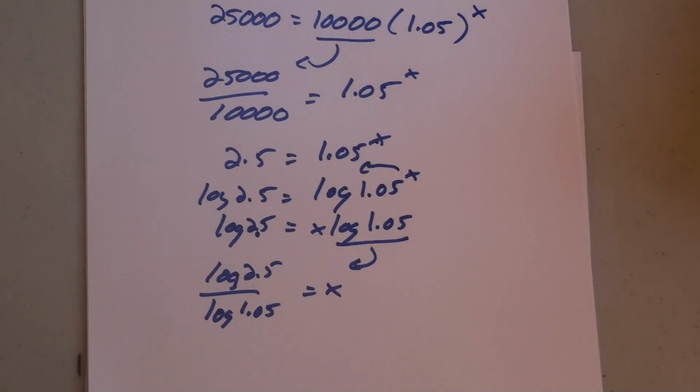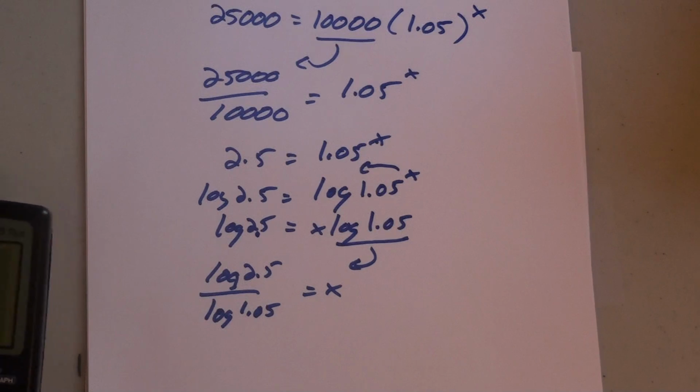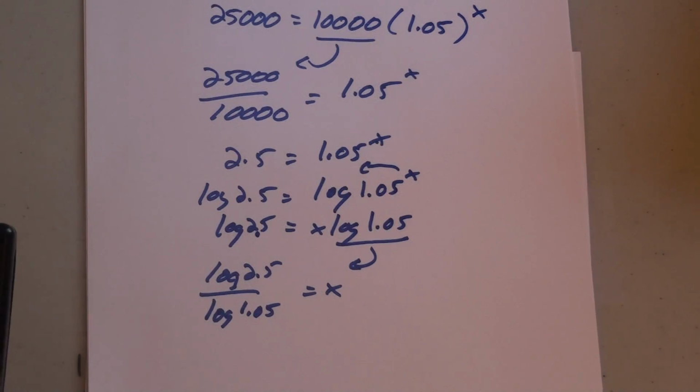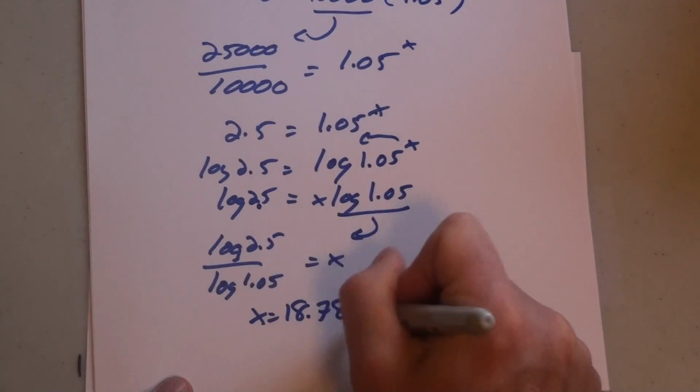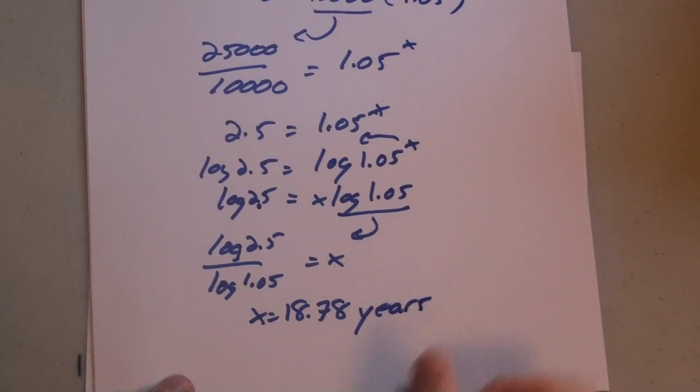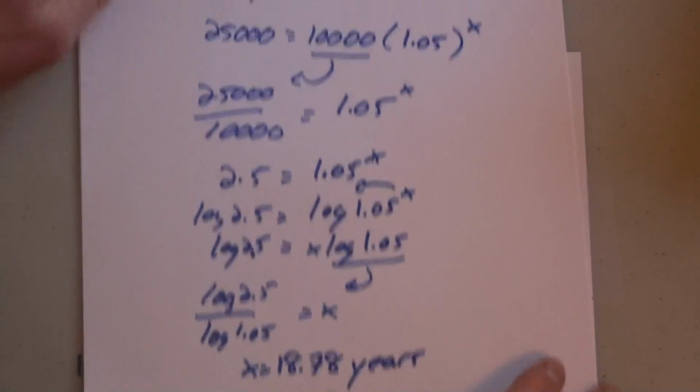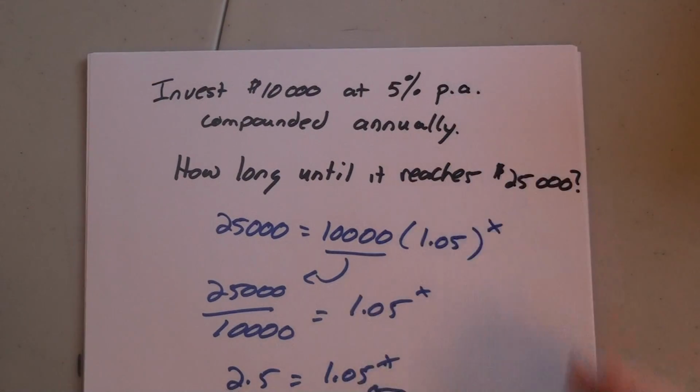And I could not get a common base, so I'm going to use logarithms. Log 2.5 divided by log 1.05, and I end up getting 18.78. It's equal to 18.78, and in this case it would be years. 18.78 years is how long it would take $10,000 invested at 5% compounded annually to reach $25,000.